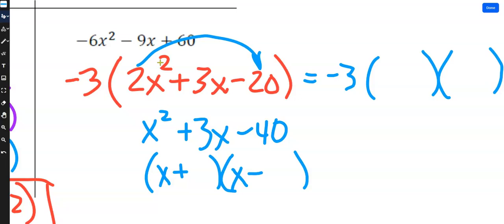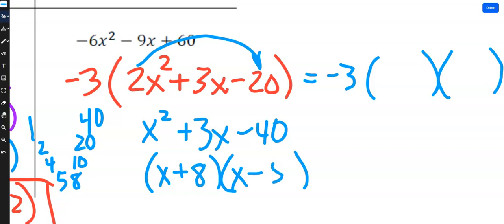So my factors of 40 are 1 and 40, 2 and 20, 4 and 10, 5 and 8. I don't think anything else goes in 40. So, looks like this is a job for 5 and 8. 8 goes with that one, 5 goes with that one. So that when you add them together, you get positive 3x in the middle.